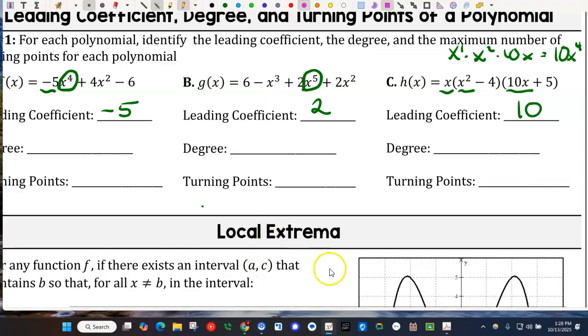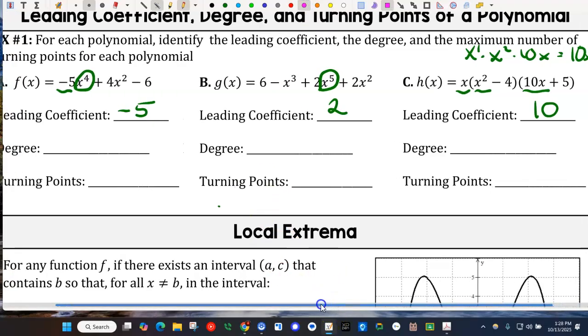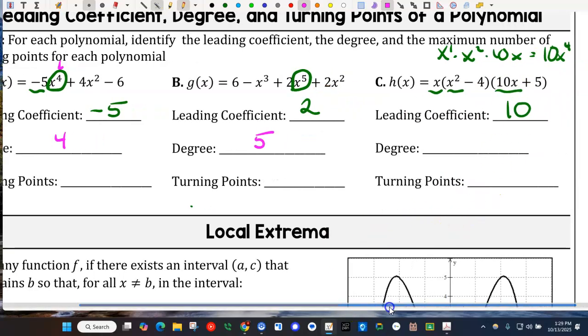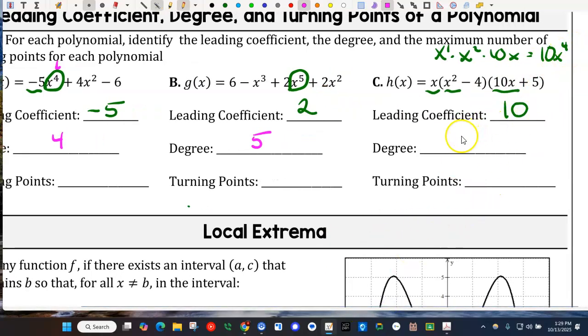Okay, totally doable. The degree is just where we got the leading coefficient. So of course 4. What would we have here? 5, and over here we already multiplied out and got 4.